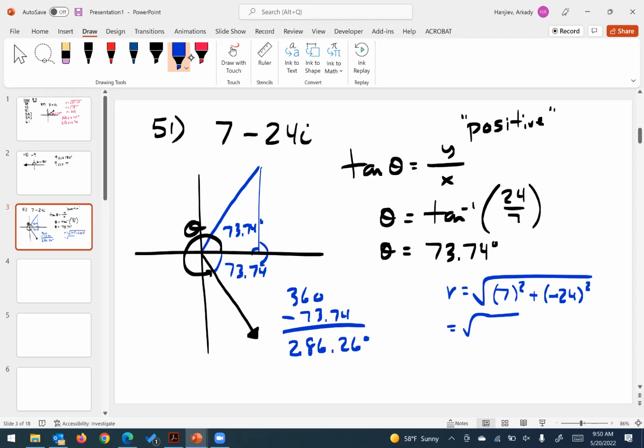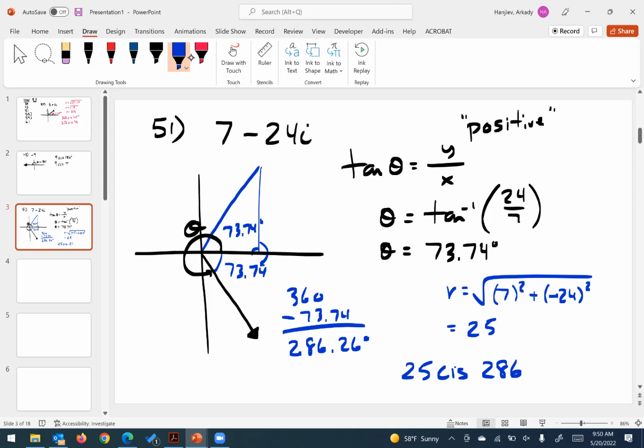Yes, there is. And then there's a whole thing about what gives us integer values and what gives us root values that we can find. I think it's been a whole semester just dealing with that. Okay, it's going to be 25. So the final answer is 25 cis 286.26.